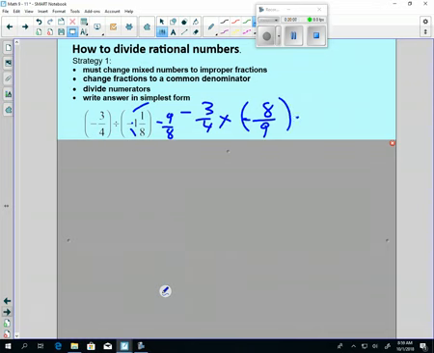And 3 times 8, 24. 4 times 9, 36. It's a minus. I'm going to reduce that. Actually, 6s into that is 4, 6 into that is 6. And we can reduce it again to 2/3. So it would be a minus 2/3.